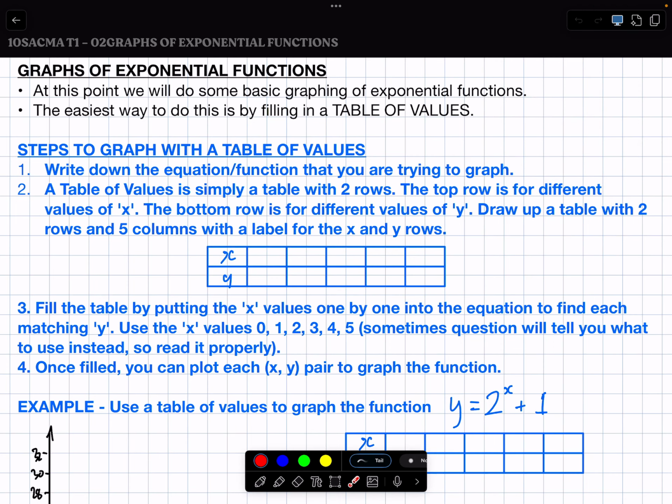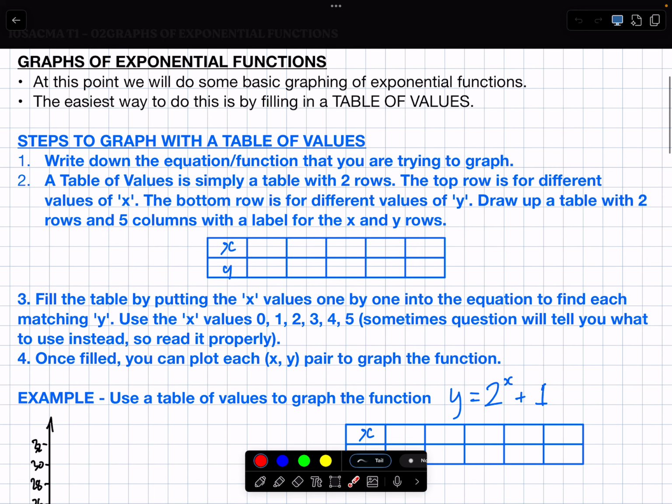At this point, we're going to do some basic graphing of exponential functions. The easiest way to do this is to do it with a table. In Year 11 and Year 12, we call it a table of values. So what is the first step? Write down the equation that you're trying to graph. That's step 1. I'll stop after step 2.